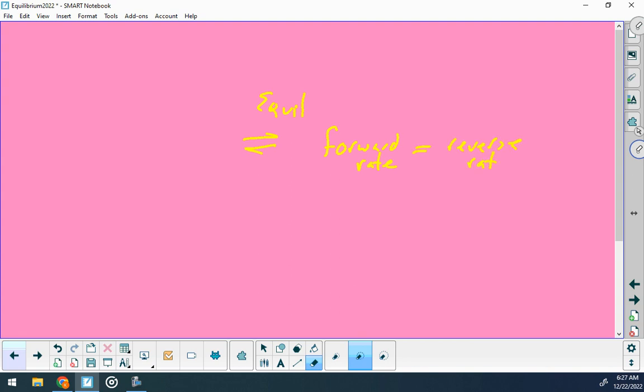What's important to remember here is that this does not mean that my concentrations of my products and my reactants are equal. It doesn't mean that my partial pressures are equal. What it means is they are not changing. It also does not mean that the reaction has stopped. The reaction has continued, but the rate of the forward reaction equals the rate of the reverse.